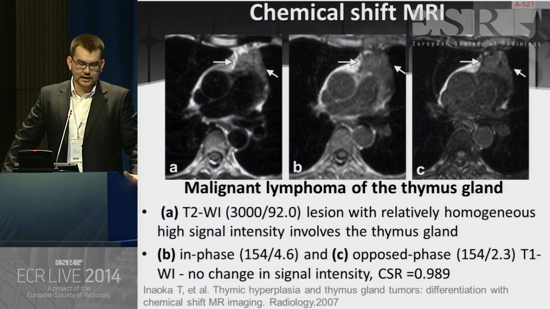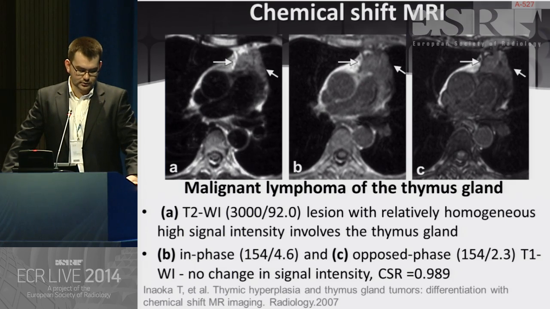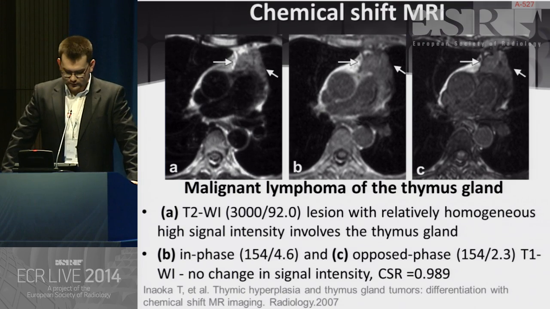Benign hyperplasia has a chemical shift ratio lower than 0.75.